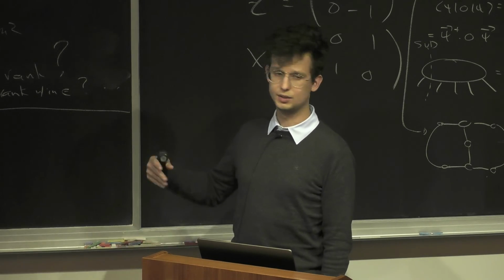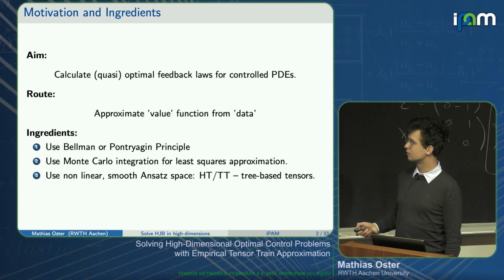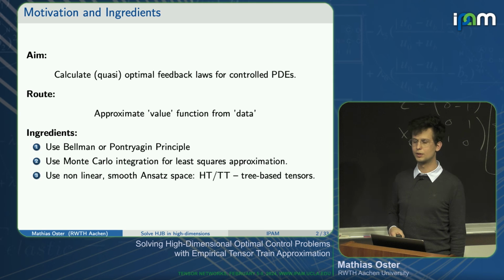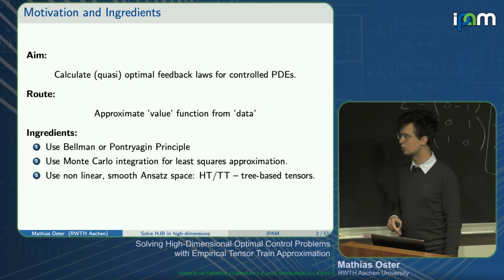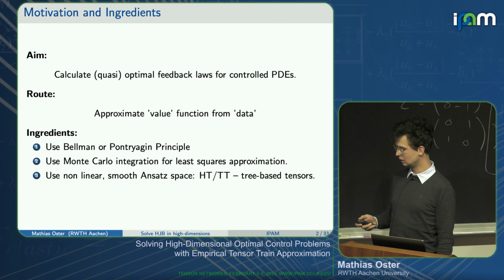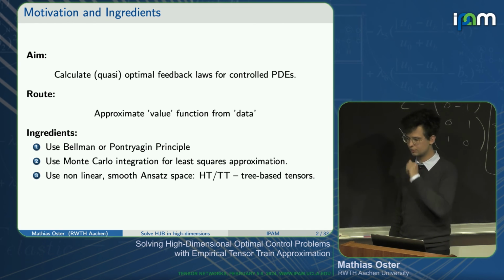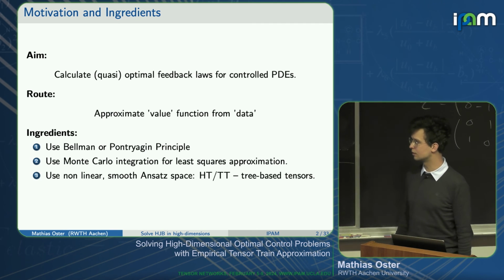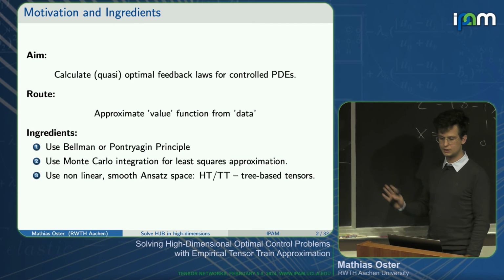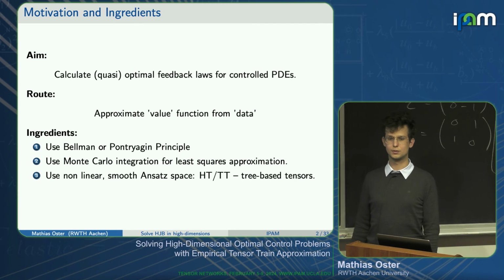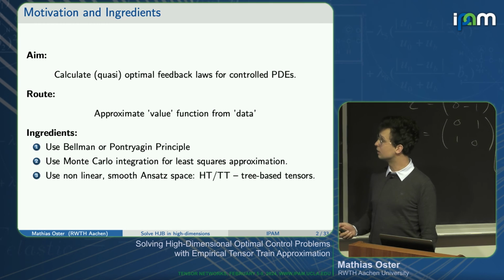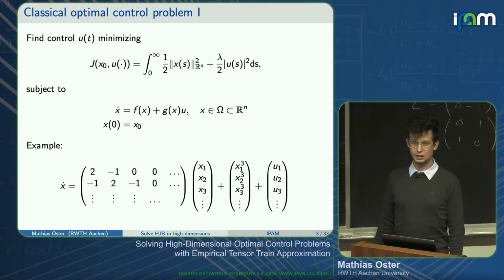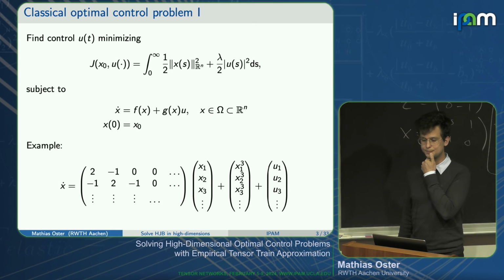And the ingredients that I will present step by step are the way to gather the data, which is either via the Bellman principle or the Hamilton-Jacobi-Bellman equation or the so-called Pontryagin maximum principle. And then how we use this data to approximate the value function by using Monte-Carlo integration methods in a least squares setting. And lastly, I will talk shortly about how we use the tensor trains in this setting. So, this being said, I will give you a very light introduction now to this optimal control setting.